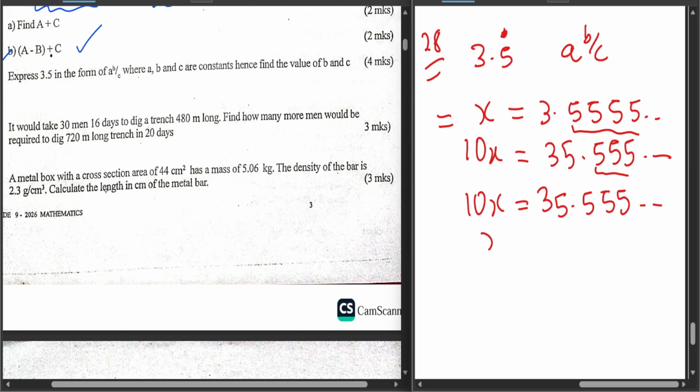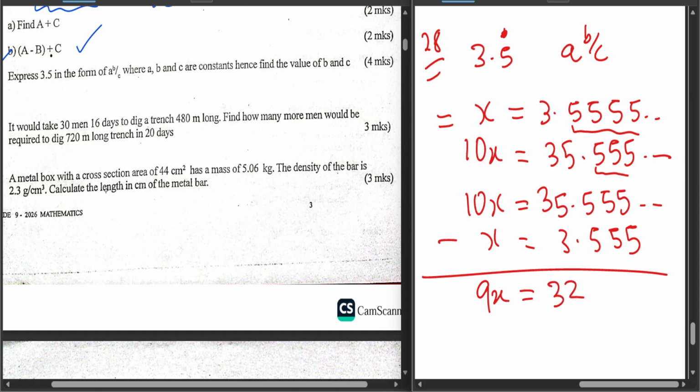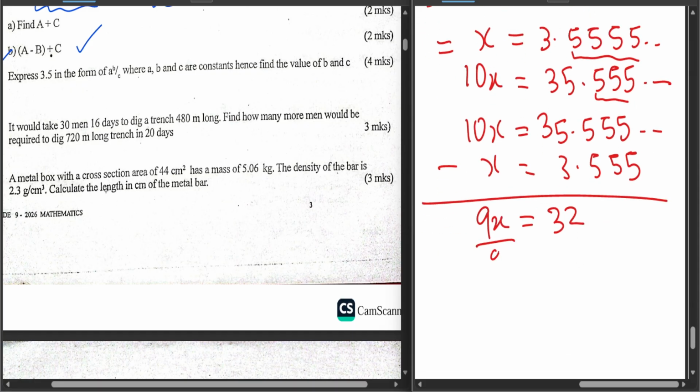35.555 minus x, which is equal to 3.555. So if you subtract the two, 10x minus x will give you 9x, and 35 minus 3 will give you 32. Then divide by 9, x is going to give you 32 over 9.